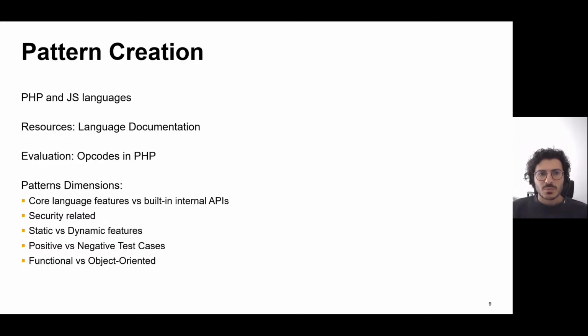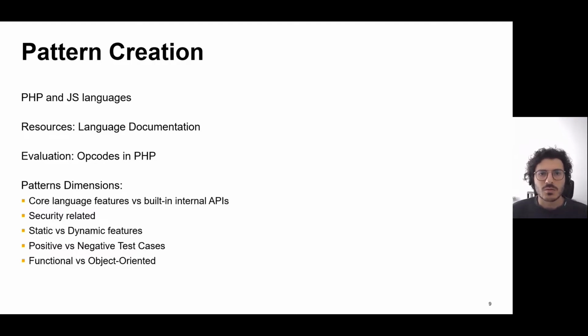To create these patterns, we went through the language documentation, the corner cases, and all the discussion inside the pages of this documentation. And we created our patterns from there. To be sure that we have good coverage for the language, we also evaluated them by other approaches. For example, we looked at the opcode in PHP, which is the second level language. So each opcode is one instruction for PHP.